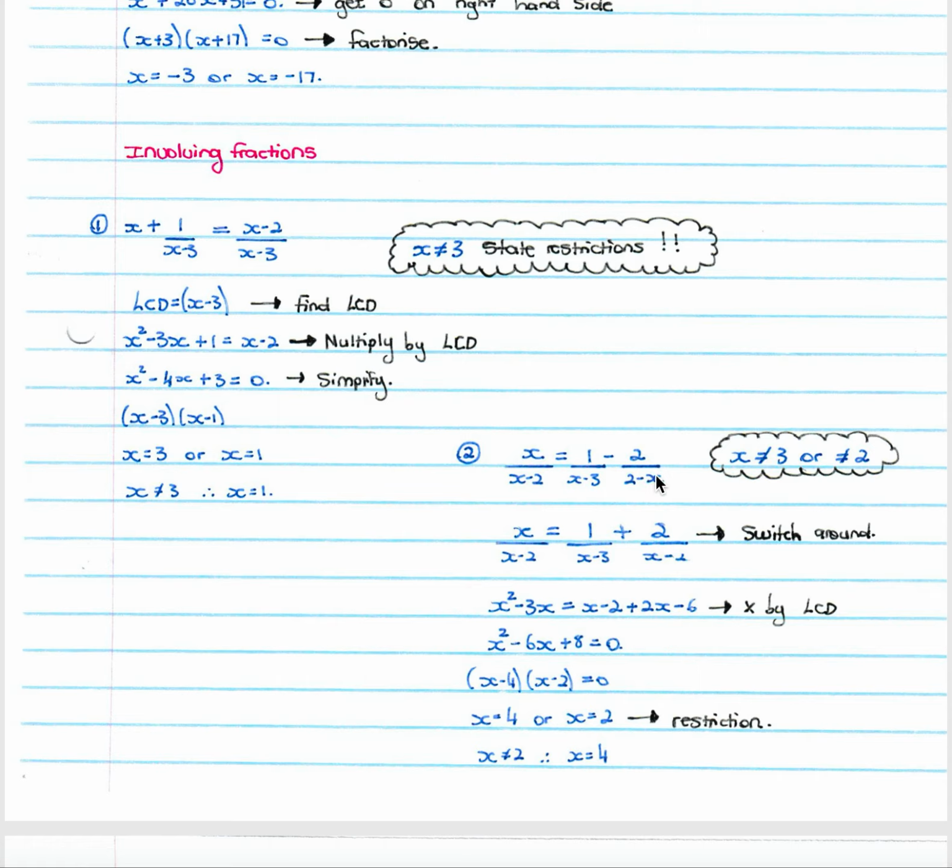As seen here, it is easier to switch this around to get an x minus 2 and take out a negative, simply because then for your LCD, you have x minus 2 and x minus 3. Multiply through by your LCD and you get a simpler form of the quadratic. Factorize that as we have done above and you will get your two answers. Remember your restriction that x cannot equal 2, so x only equals 4.